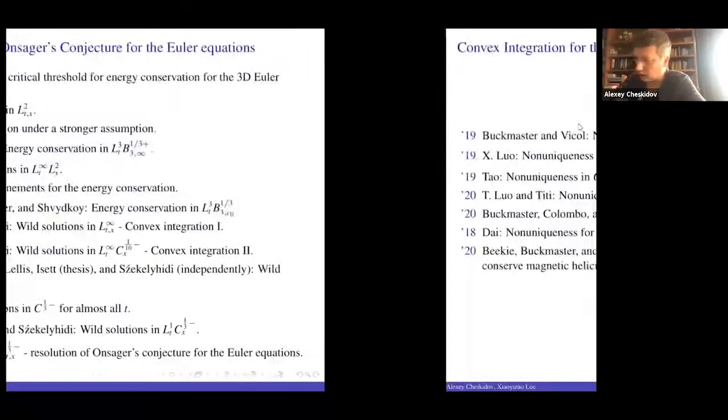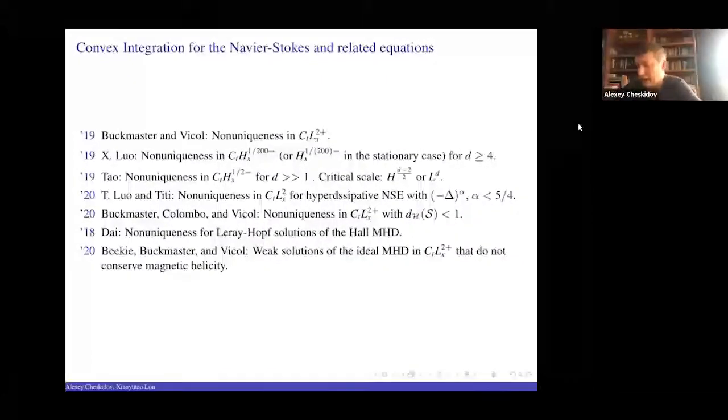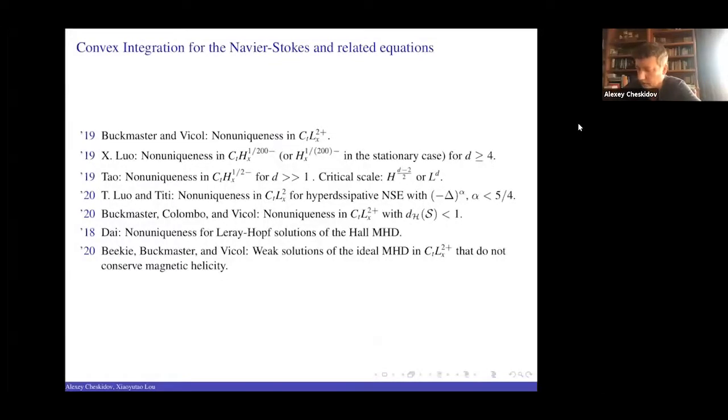Okay. Going back to the Navier-Stokes, a couple of years ago, Tristan and Vlad proved non-uniqueness of weak solutions in the class C L2. By L2 plus, I mean H0 plus, so with some small regularity, and this was the time when I ran out of excuses not to learn the technique anymore. And there were some follow-up results.